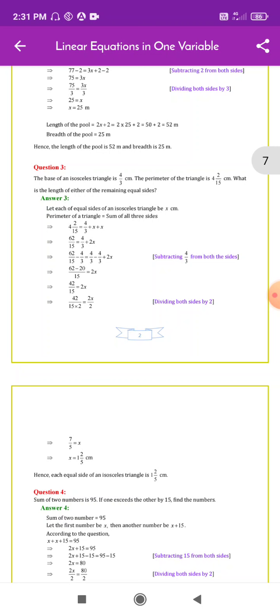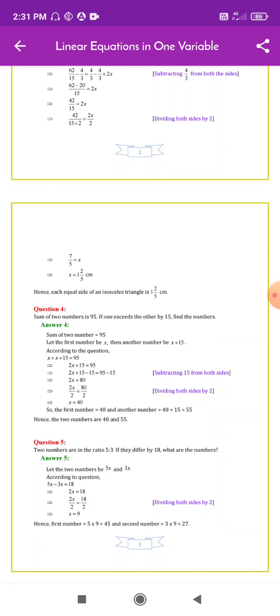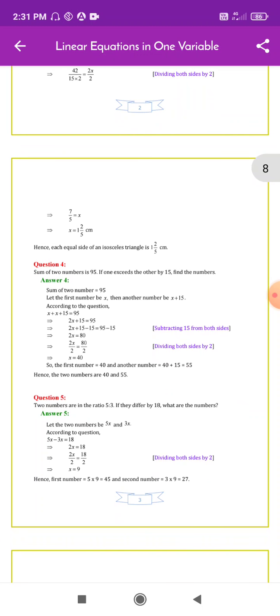Yes or no? Question number 4 is very easy. Question number 4, see, sum of two numbers is 95. If one exceeds the other by 15, find the numbers. What we have to do, we have to find the numbers. So the sum total is given, that is 95. So let the first number be x and the other number be x plus 15. It is given in the question.